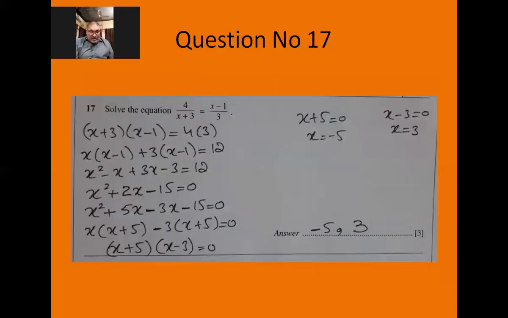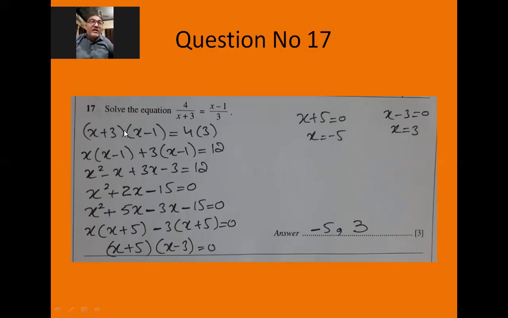So the next question coming up on your screen is question number 17. It says, solve 4 divided by x plus 3 equals x minus 1 divided by 3. So here you have one fraction, a second fraction, and an equals sign between them. Very easily we can cross multiply here. So you will have x plus 3 multiplied with x minus 1 equals 4 multiplied by 3.